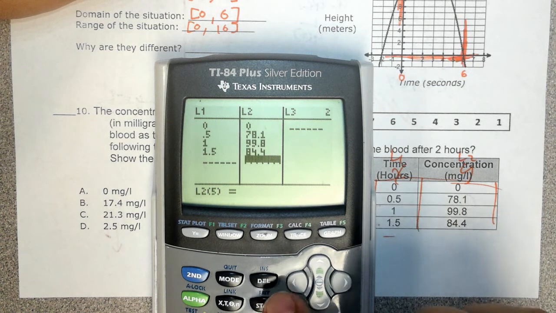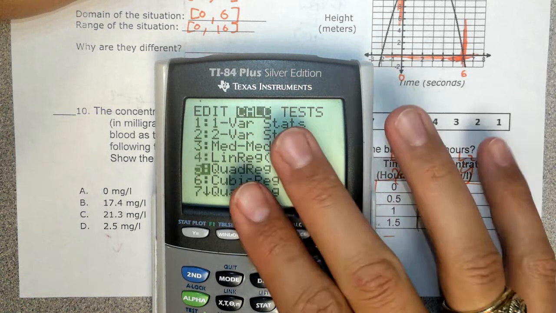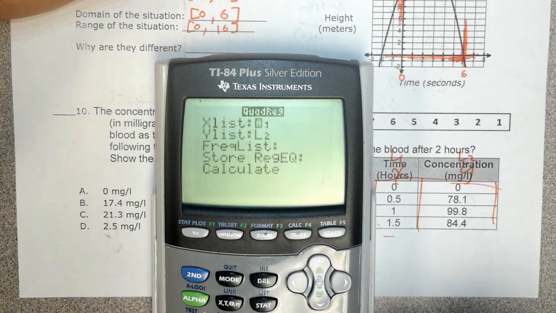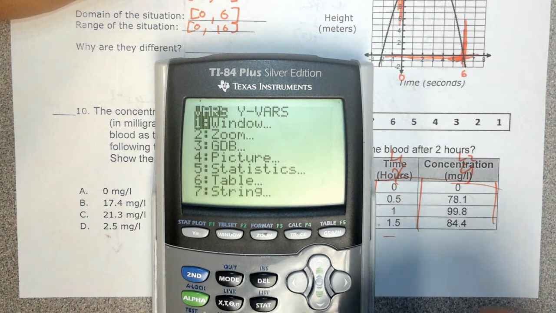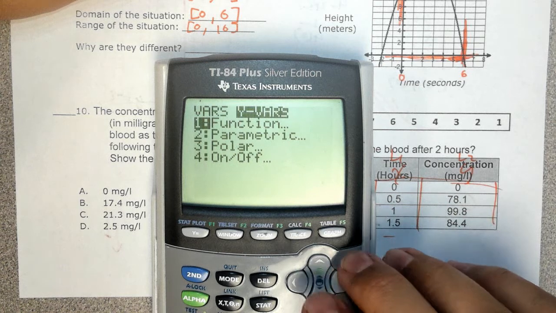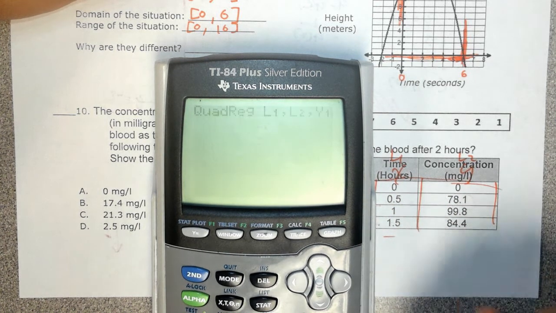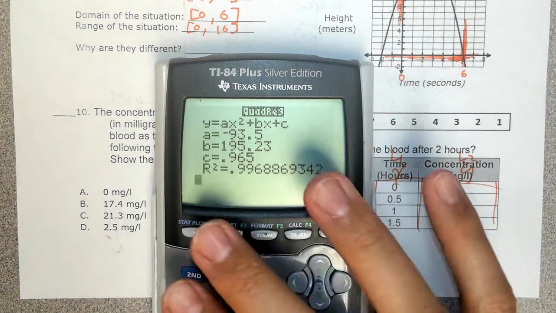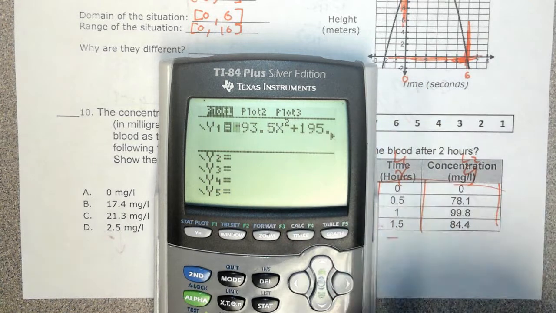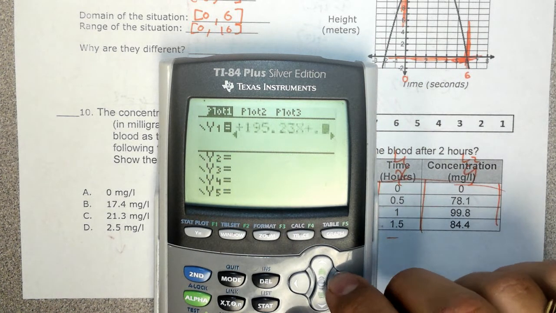Go back to Stat. Instead of editing, I'm going to go to Calculate, Quad Regression. And I'm going to go down until I get to the store. I'm going to press my Y vars, go to the right, go to Function, and put all this in Y1. And then I'm going to calculate. There's the equation. I don't really care about the equation because I already put this in my Y1. That's what it looks like.